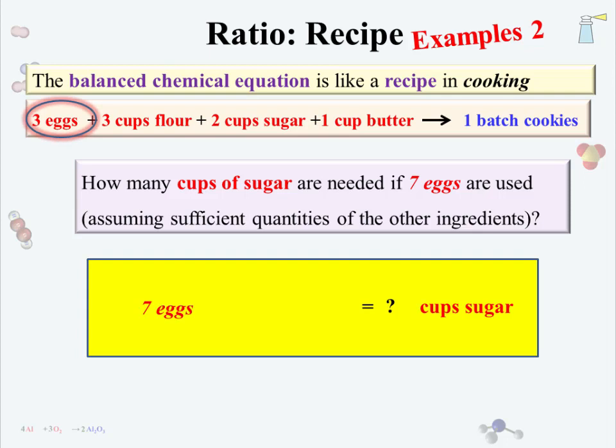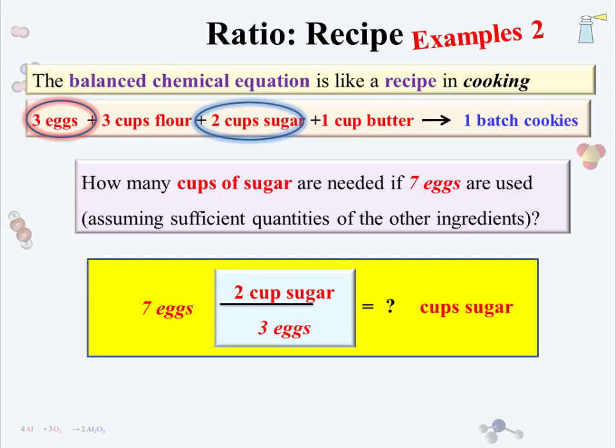Looking at the recipe in its equation format, we see that the given units of eggs and the desired units of sugar come in a 2 cup of sugar to 3 egg ratio, with egg in the denominator so that the units of eggs cancel out. The math has 7 times 2 divided by 3 for 10.5 cups of sugar.